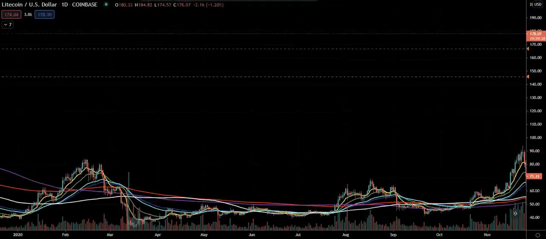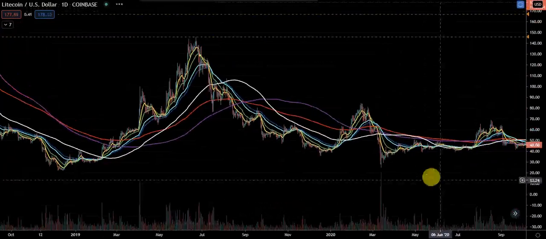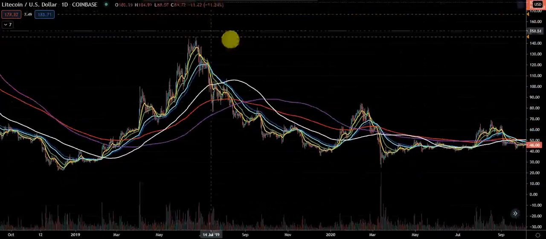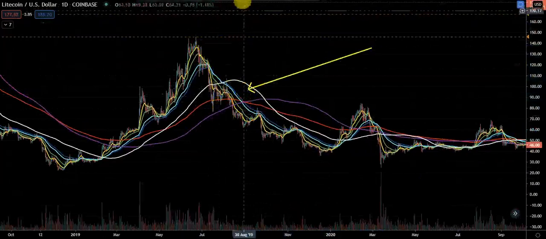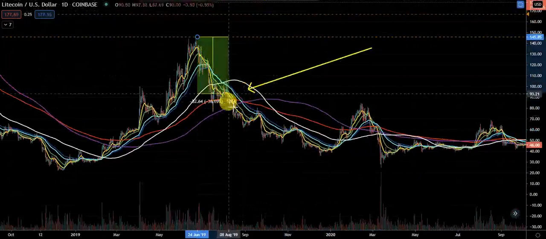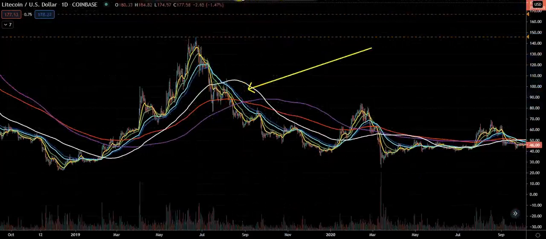This is Litecoin here, just because I bought some Litecoin last night. Now you can see here, right? We had a similar, we dropped, had a big drop. And then we broke the white 100 moving average. That was from the highs. Once we broke that white 100 moving average, what happened? That's a 50% drop. We've had a 60% drop, I think, now.